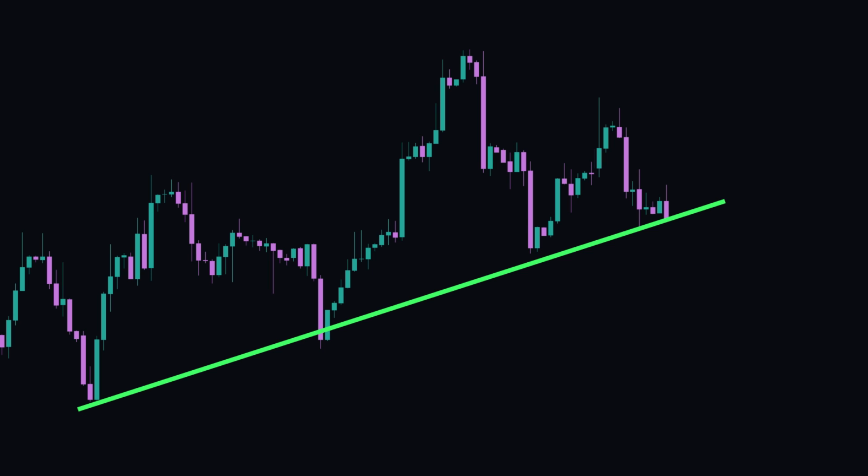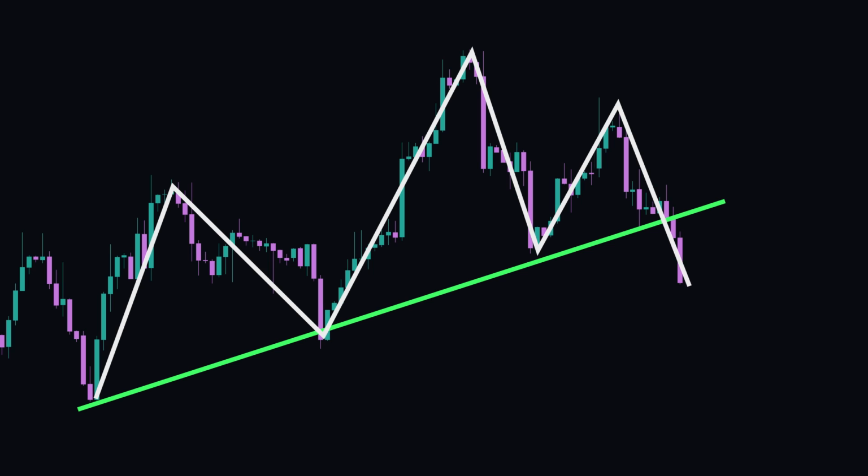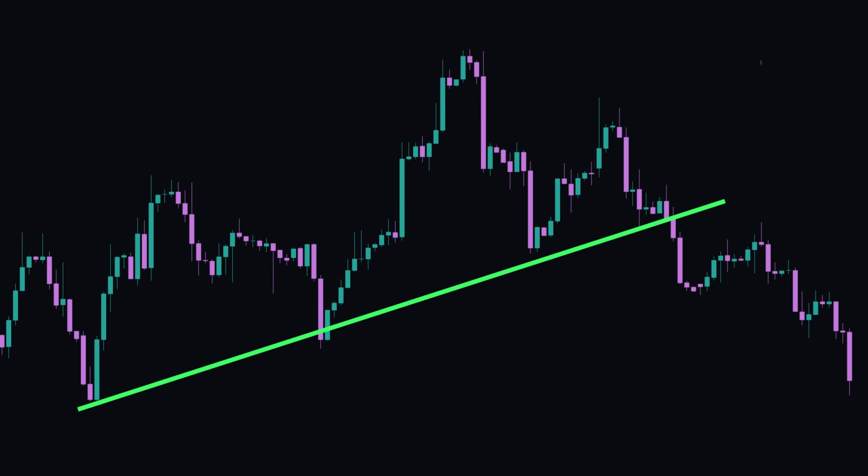Essentially, when buyers couldn't push the price higher, it signaled a loss of momentum. Then, when the price broke the trend line, it confirmed the trend change. This presents a favorable chance to consider a sell position and potentially benefit from the expected downtrend.